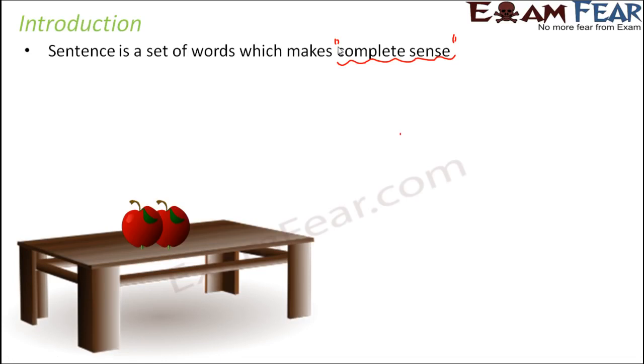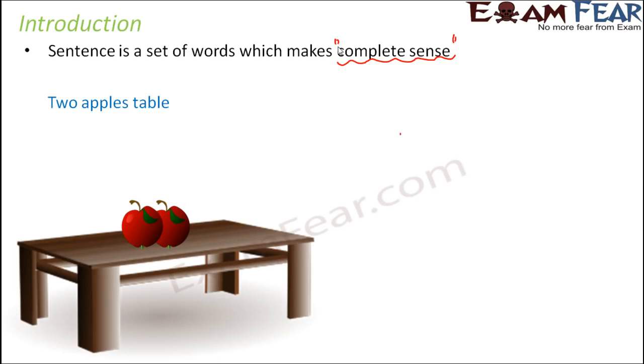Let us look at this example. Right now, what do you see on the screen? You see 2 apples and you see the table. Now let's say that you are given 3 words: 2 apples and table. If I tell these 3 words to you, forget about the fact that you are able to see the picture. If you just close your eyes and I tell you 2 apples table, what do you understand? Do you get a meaning out of this? No, all you understand is, okay, there are 2 apples, there is a table. But what is the relation between the two? You really do not understand.